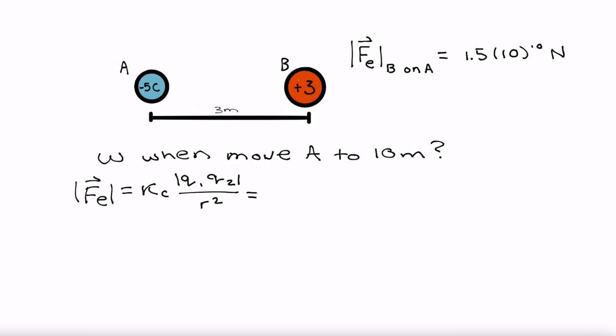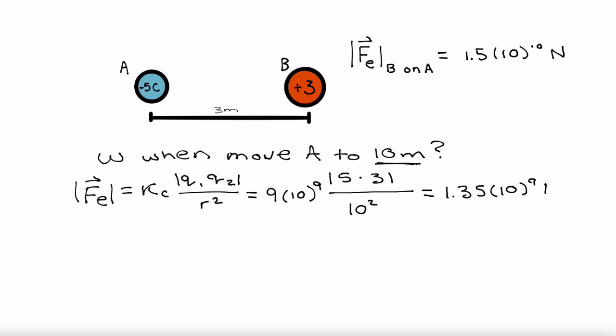So first let's find the electric force at 10 meters. Okay. So Coulomb's constant is 9 times 10 to the 9 times charge 1, which is 5, charge 2, which is 3. Okay, and then the radius will be 10 meters. Okay. And when we plug this into our calculator, we get 1.35 times 10 to the 9 newtons.